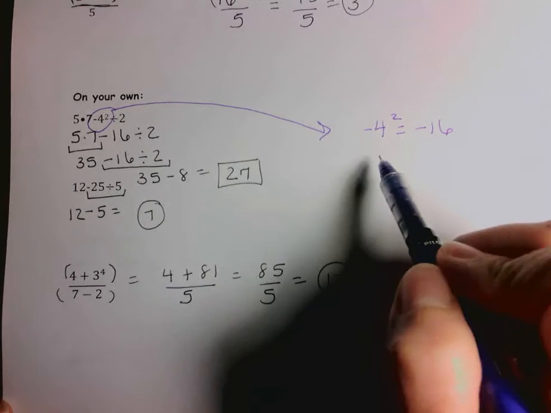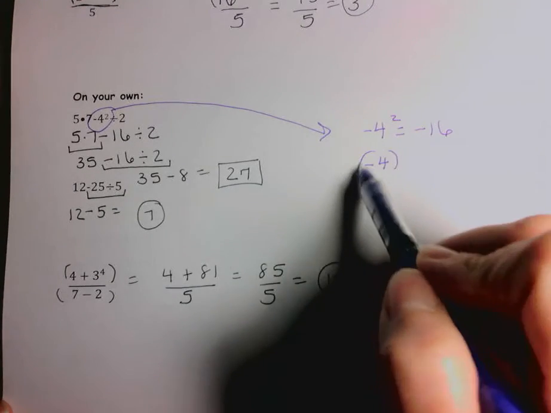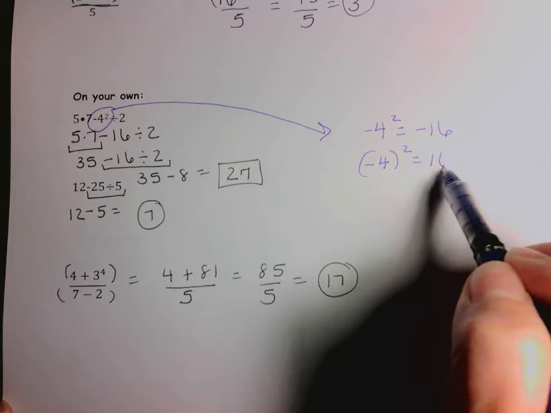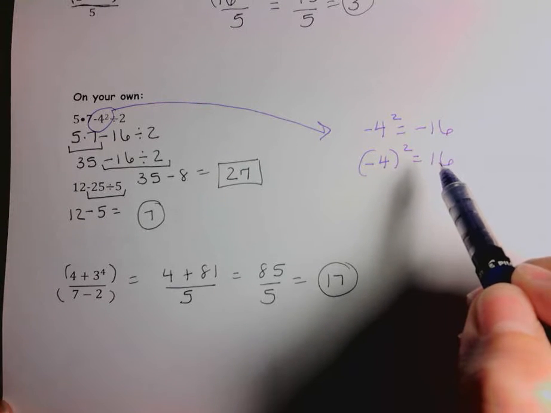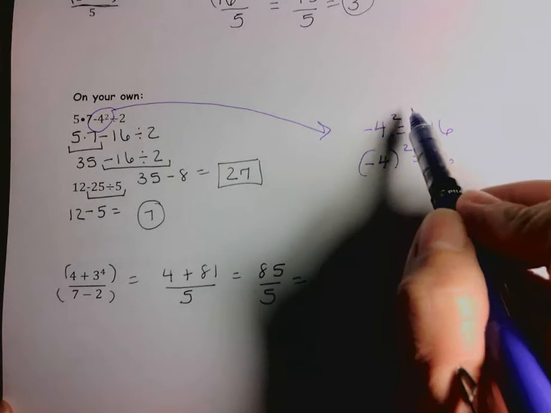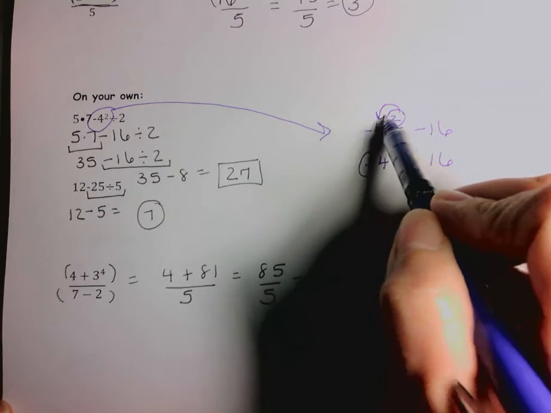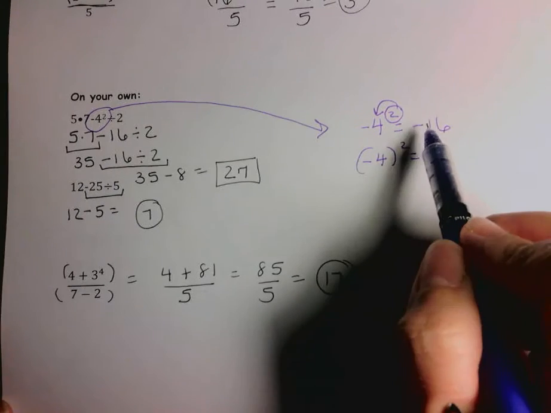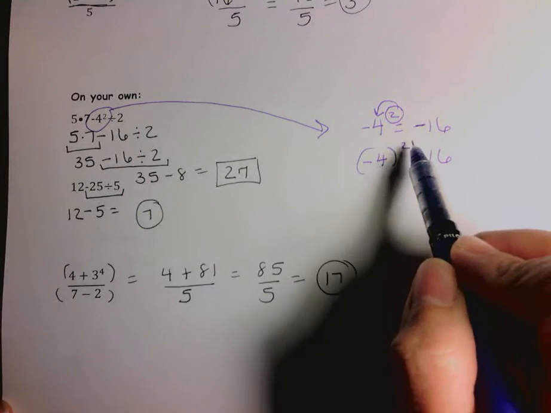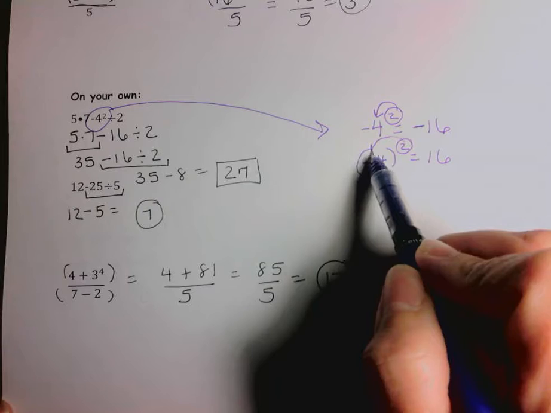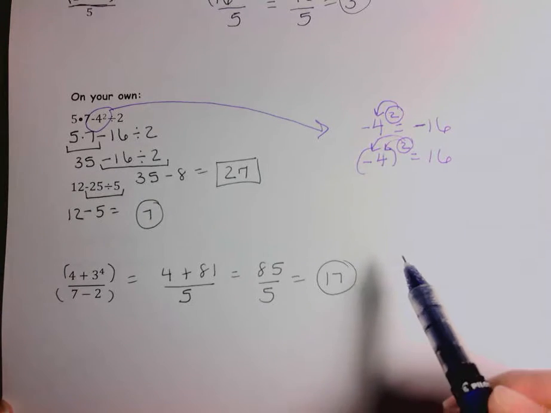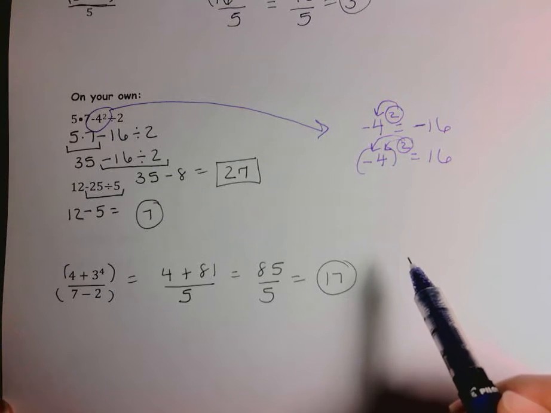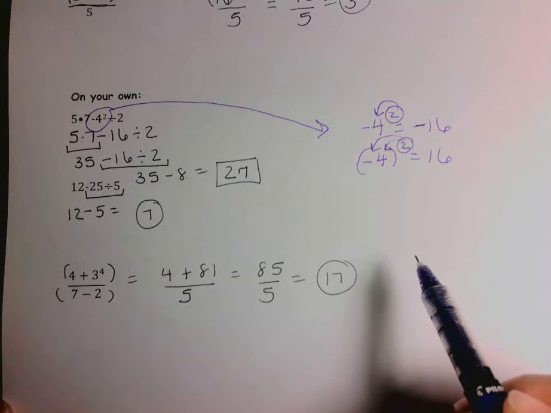That's different than this. Because with -4 squared, when there are no parentheses, this exponent only goes to the 4. It doesn't go to the negative. So that would end up being -16. But here, this exponent goes to the entire thing. So that exponent goes to the negative and the 4. So it ends up being +16. I want to make sure that you fully understand the difference between those two.